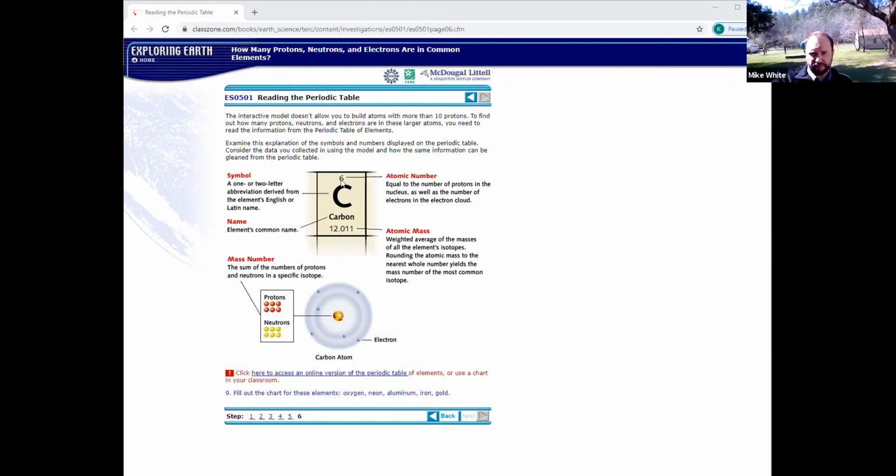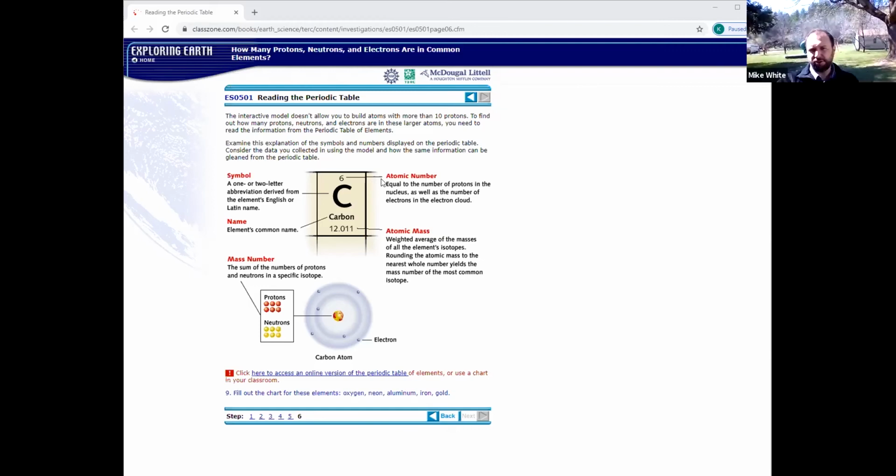This number is called the atomic number. This is that number that they're all in order: 1, 2, 3, 4, 5, 6, 7, and so on. That atomic number is equal to the number of protons in the nucleus. So there are always 6 protons in the nucleus of a carbon atom, as well as 6 electrons in the electron cloud. Just remember, protons and electrons are always equal to each other because of that positive-negative balance.